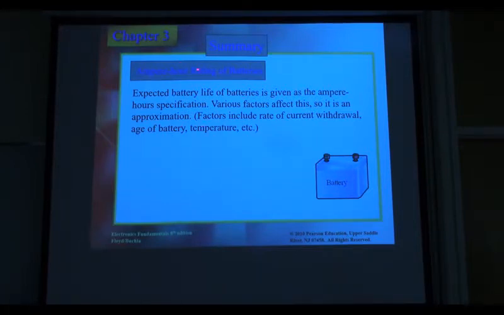Usually we say capacity. Why is it called the battery life? Life is capacity. A big battery can hold more energy. So you can use this one.